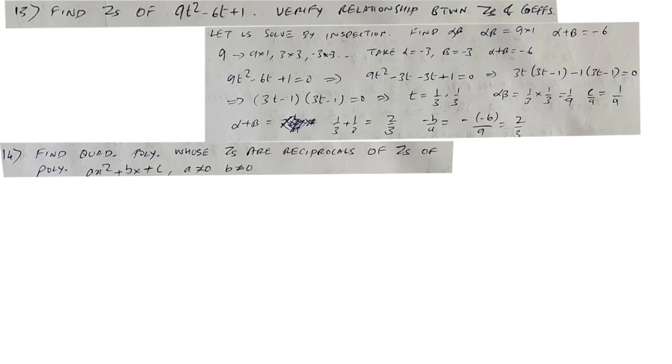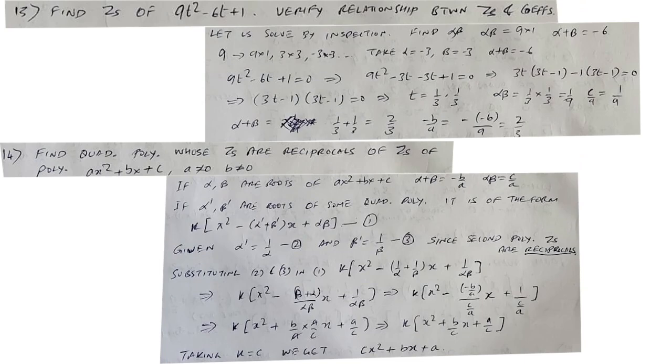Find a quadratic polynomial whose zeros are reciprocals of the zeros of the polynomial ax squared plus bx plus c. See, you have a polynomial ax squared plus bx plus c, and let's say the roots of this polynomial are alpha and beta. What they are asking is to find a quadratic polynomial whose zeros are reciprocals of those. So, if alpha, beta are the roots of ax squared plus bx plus c, we know that alpha plus beta is minus b by a and alpha beta is equal to c by a.